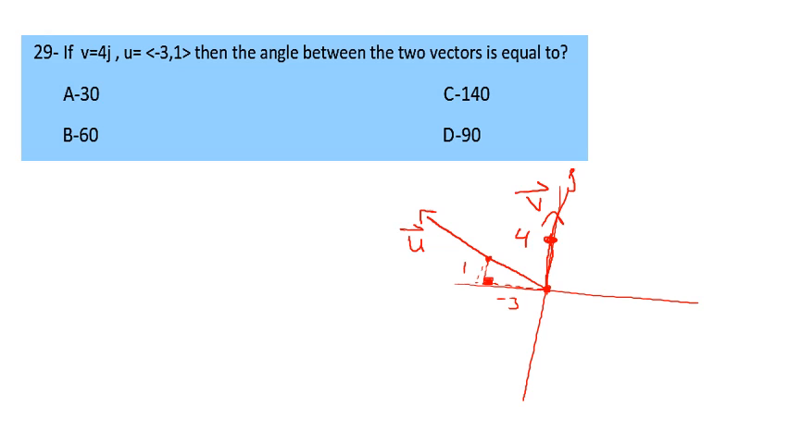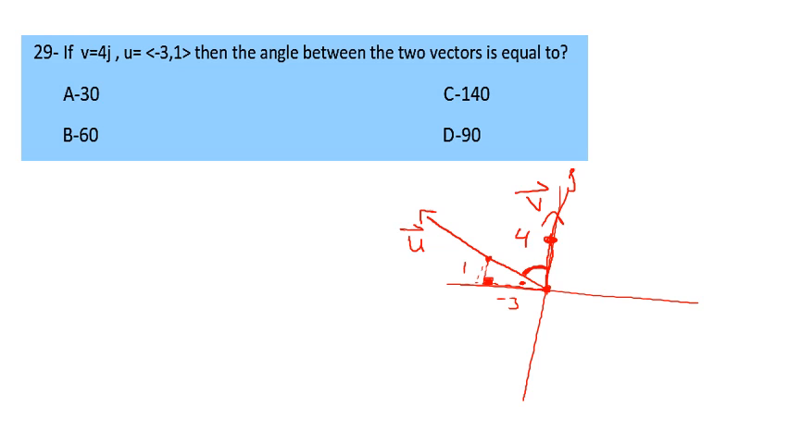So I wanted to figure out what is the measure of the angle included between V and U. I can use the sketch by finding the measure of the angle here between the vector and the x-axis, 1 and -3. Or I can find the angle between the two vectors, here is 4, here is (-3, 1), by finding the length of the sides or by using the cosine rule.